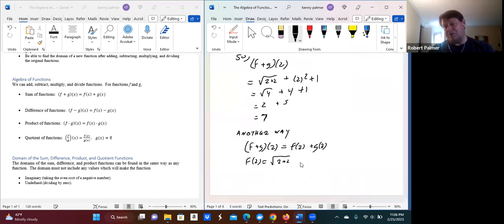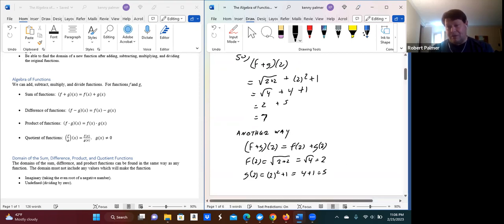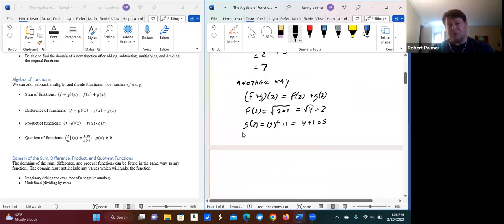Square root of 2 plus 2 is equal to the square root of 4, which is equal to 2. Then g of 2, which is x squared plus 1, so it's going to be 2 squared plus 1, which is 4 plus 1, which is 5. And then, as you can see, f plus g of 2 is, as we saw up here, 2 plus 5 or 5 plus 2, the order doesn't matter, is equal to 7. Same thing. Okay, get the same result.